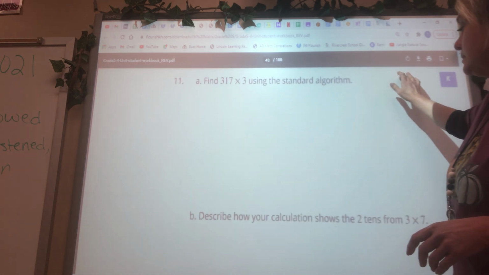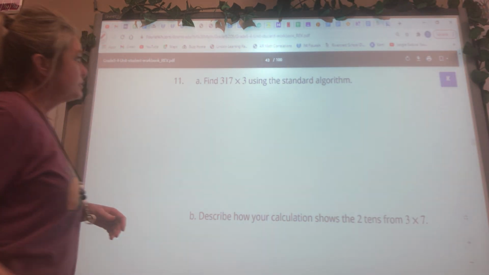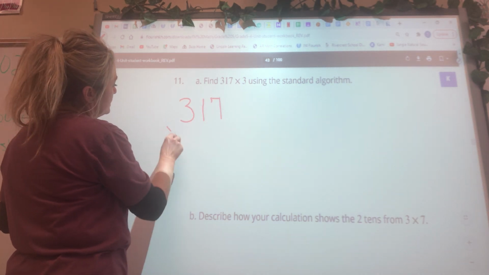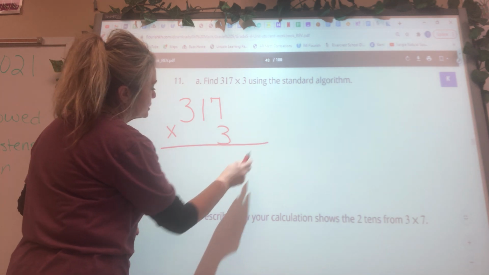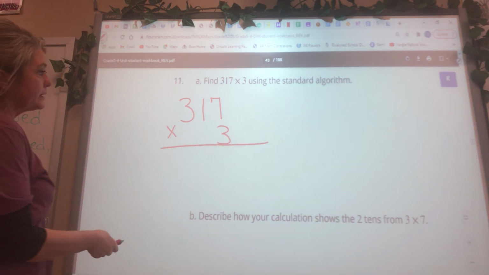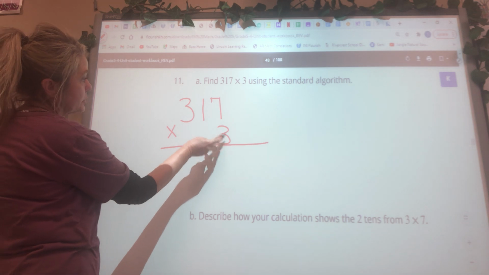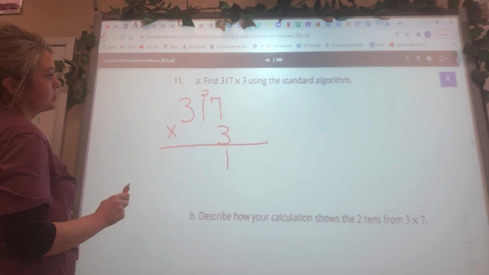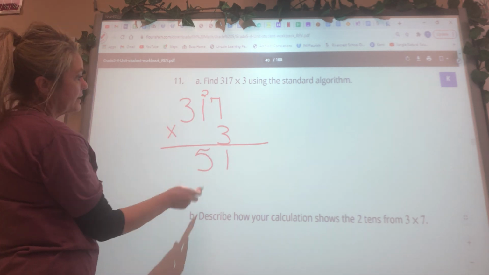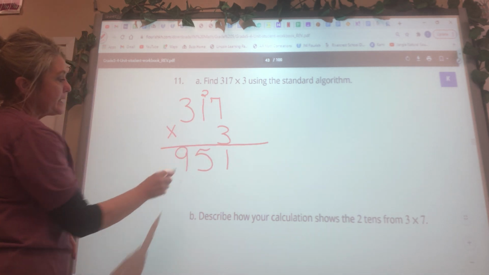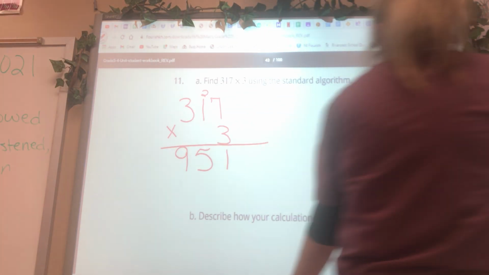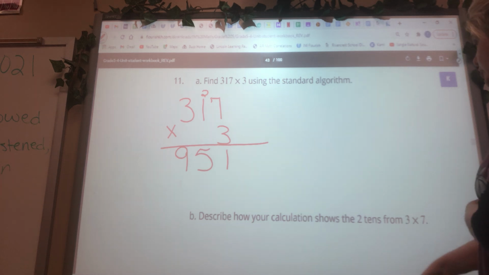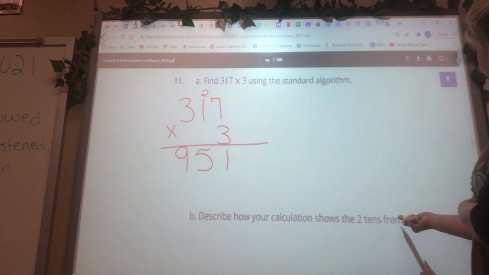Number 11. Find 317 times 3 using standard algorithm. Well, this is a simple one, isn't it? We're just going to have one row because we're just multiplying it times one number. 3 times 7 is 21. Carry the 2. 3 times 1 is 3. Plus 2 is 5. And 3 times 3 is 9. So I get 951.